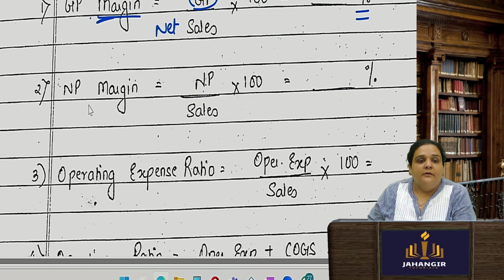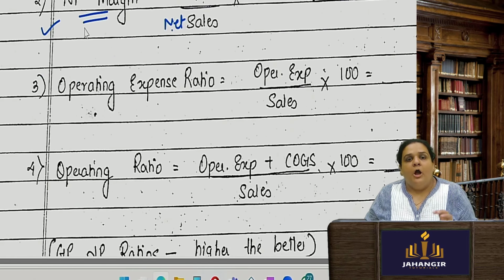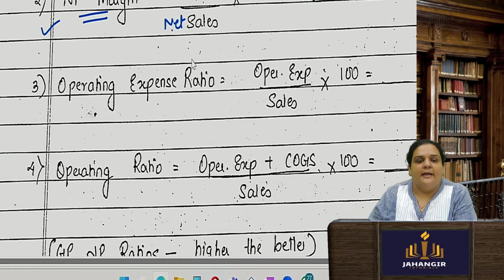Then net profit margin is your net profit after tax, after everything you have completed paying, upon your sales or net sales, into 100. So gross profit margin and net profit margin. Operating expenses ratio, again the same thing: all your operating expenses which you need in your day to day, yearly operations related to your sales, not any other kind of non-operating expenses, only those which are related to your operations, divided by sales.